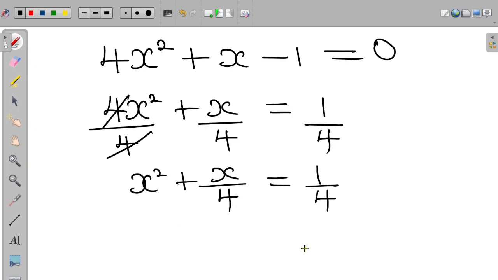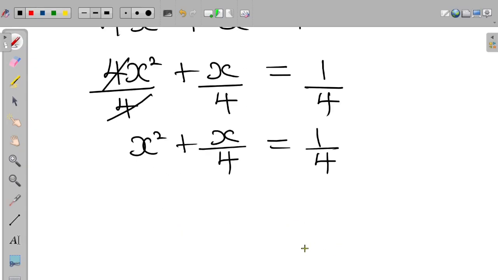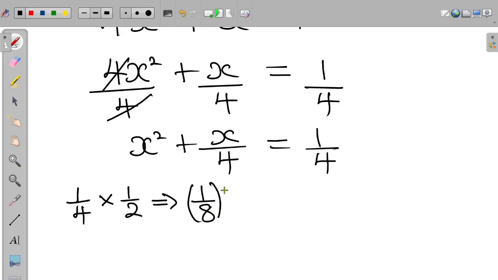Now, the next step is that we multiply the coefficient of x, which is 1 divided by 4, by 1/2, and then we square the result. So we know that the coefficient of x here is 1 divided by 4, and we multiply that by 1 divided by 2, which is equal to 1 divided by 8. So we have to square the result.